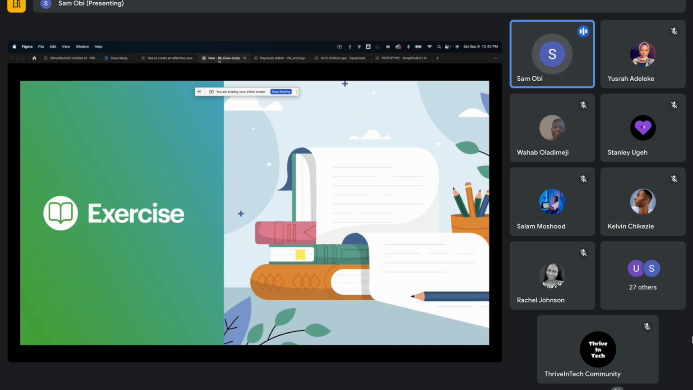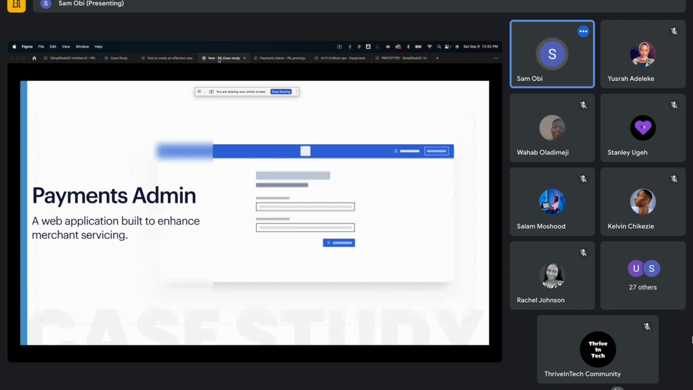Now, this is one case study that I used recently, very recently, and I was able to land a job at Northern Trust. This case study is something that I worked on when I was in JP Morgan Chase, and it's almost like a fintech solution, but it's not, because it helps specialists enhance merchant servicing. So as you can see, payments have been a web application built to enhance merchant servicing. I'm going to run through this real quick because I know that we're getting out of time.